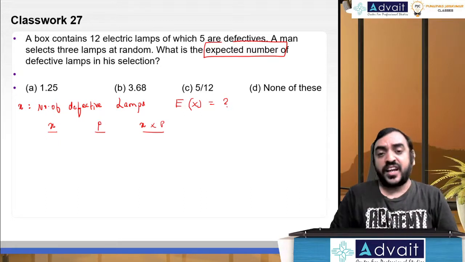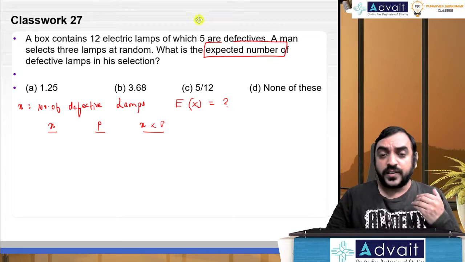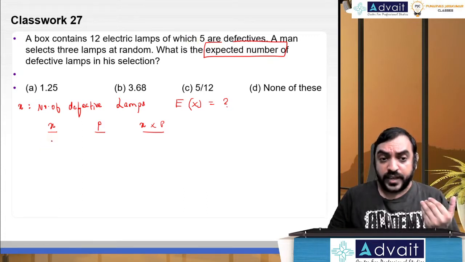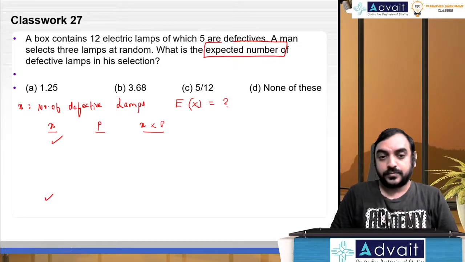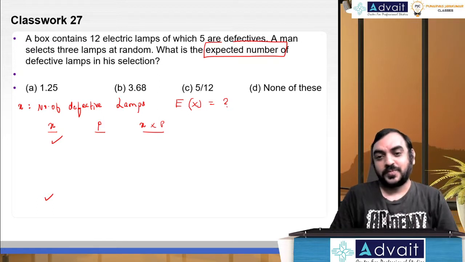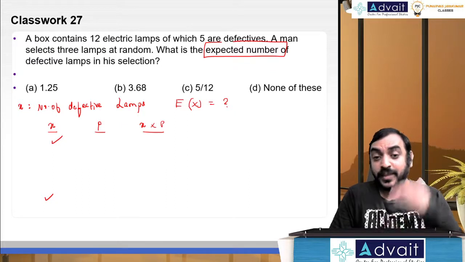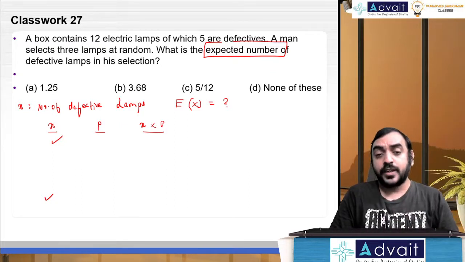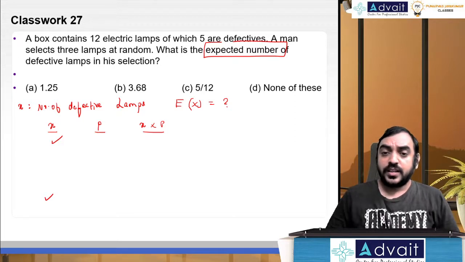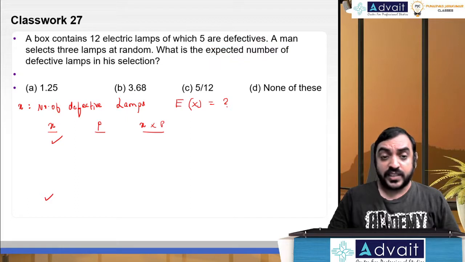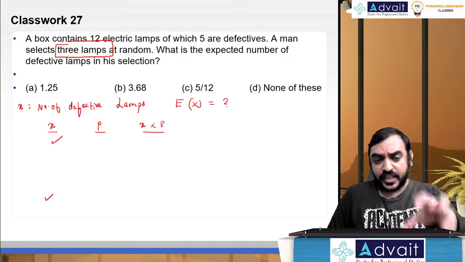X, what I have defined? Number of defective lamps. Now can you tell me what is the minimum number I should write below x, and what is the maximum number I should write in the x column? Take your time, it's okay, but try to think. You are selecting how many lamps? You are selecting 3 lamps. Think logically.